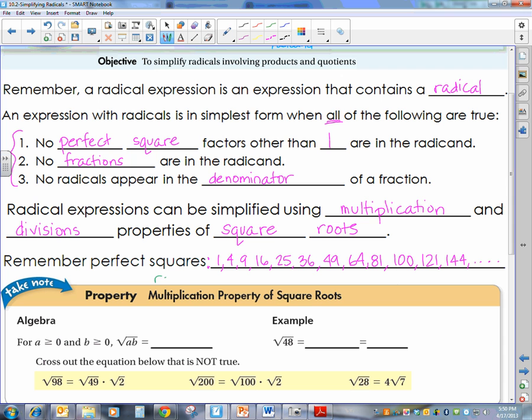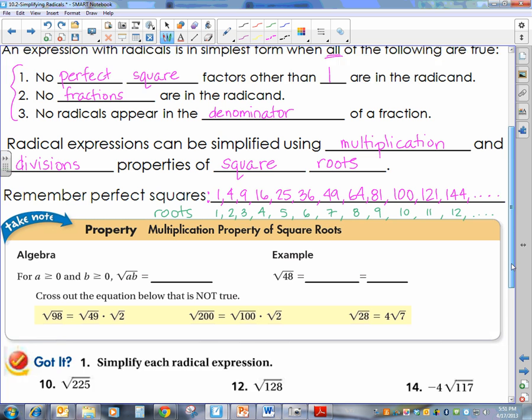And if you need to, right underneath it, we'll write the roots. Okay? Square root of 1, square root of 4, square root of 9, square root of 16, square root of 25, square root of 36, square root of 49, square root of 64, square root of 81, square root of 100, square root of 121, and square root of 144. So you have a nice little reference while you're working the problems.